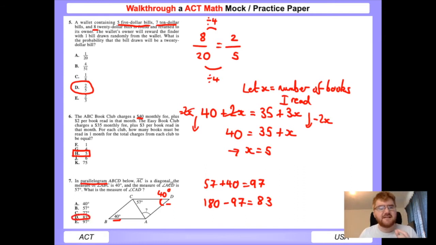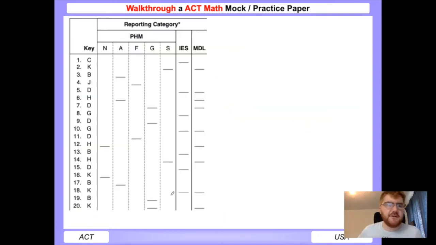So I'm using 2 key facts here in this question. The opposite angles here in the parallelogram are equal, and also the angles in a triangle add up to 180 degrees. Feel free to check the answers.